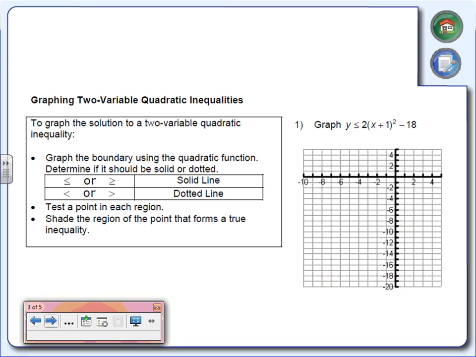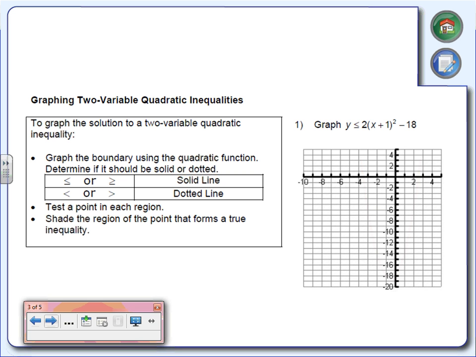All right, let's start looking at some examples here. First thing we're going to do is look at how to graph two variable quadratic inequalities. So this one has both the x and the y. So here it says to graph the solution to two variable quadratic inequalities, we're going to start by graphing the boundary using the quadratic function. So in other words, we're going to go to our calculators and we're going to put in that quadratic. That way we get a picture of what the U-shape looks like.